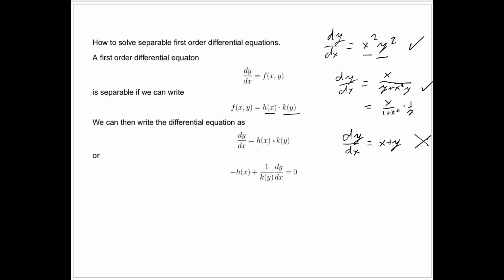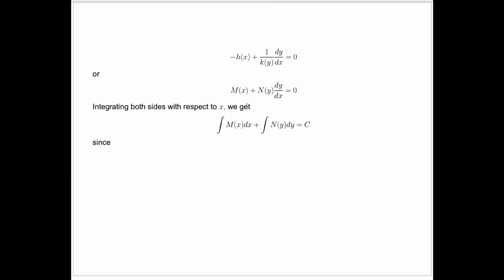When we have a separable differential equation of this form, dy/dx is some function of x times a function of y, we can rewrite that by dividing by k of y first and then moving h of x over to the other side. We can rewrite it in this form, and then we just give new names, to match the book's notation: M of x, that's the minus h of x from before, plus N of y dy/dx equals 0. So this is a different way of writing a standard form for a separable differential equation.